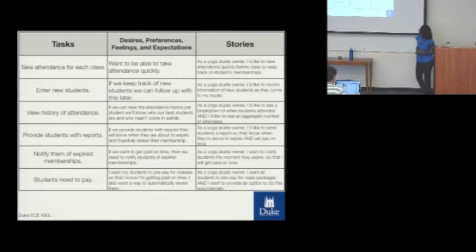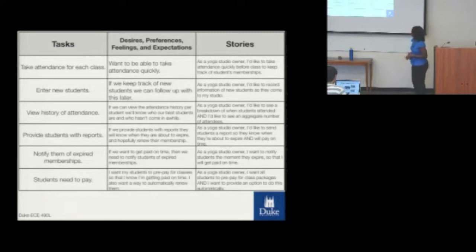So then we want to translate all of that into actual stories. When they say, I want to be able to take attendance quickly, we're now going to translate that into who's going to do it, what's the specific task they're going to do, and why they want to do it. So each of the stories has that kind of formula. The one at the beginning is, as a studio owner, because that's the person doing the task, I'd like to take attendance quickly before class starts to keep track of students' memberships.